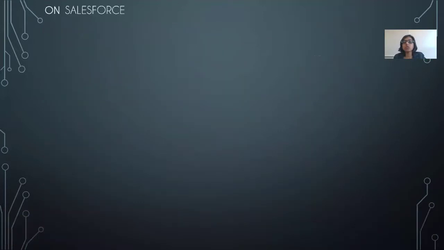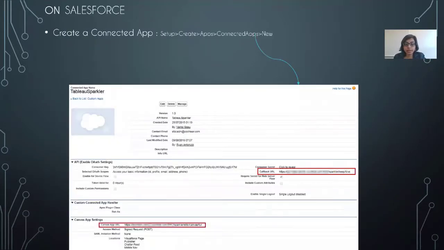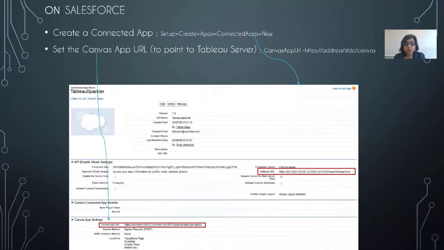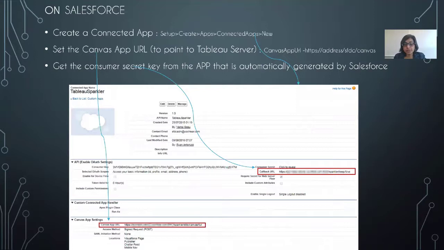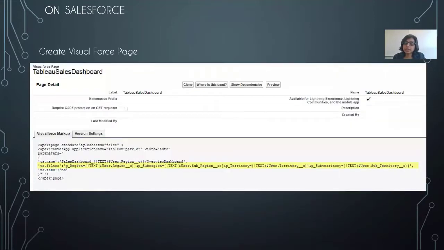And then on Salesforce, you'll have to create the connected app. In this Canvas app, it's just called Tableau Sparkler. Then you put in the URL of your Tableau server, then /sfdc/canvas. And you get the consumer secret key from this particular location and give it to your Tableau admin. So with this, your Canvas app is ready. Now you can create as many Visualforce pages as you want.